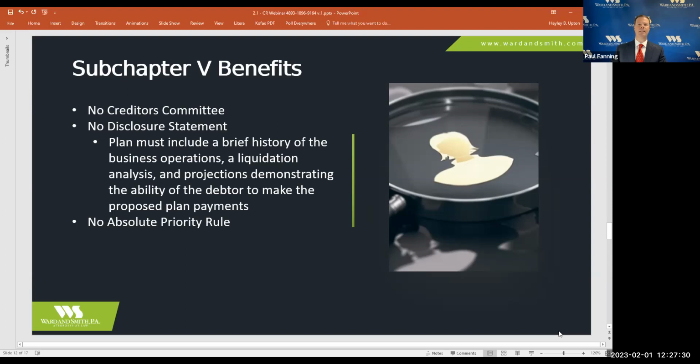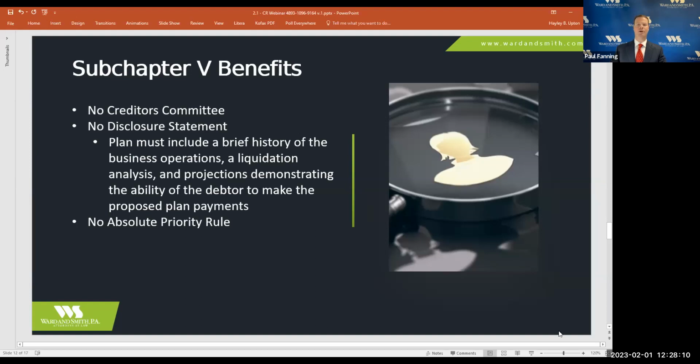Another important difference is administrative expenses in a Subchapter V plan can be paid over the life of the plan. They don't have to be paid up front as they do in a traditional Chapter 11 case. That's really important if you're a creditor that happens to have a big administrative claim, maybe it's post-petition rent or some other reason. If you've got a big administrative claim, you can hold up confirmation in a traditional Chapter 11 plan, but not in a Sub V. They can pay that over the life of the plan.